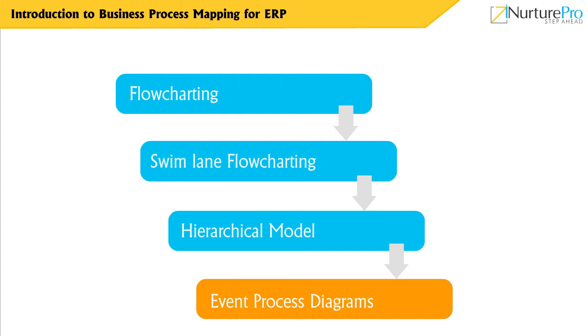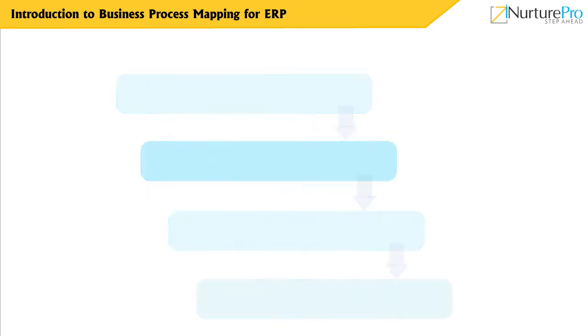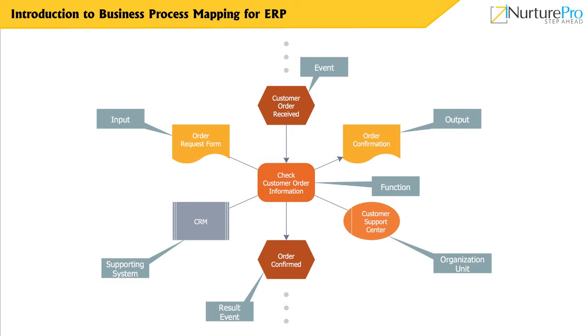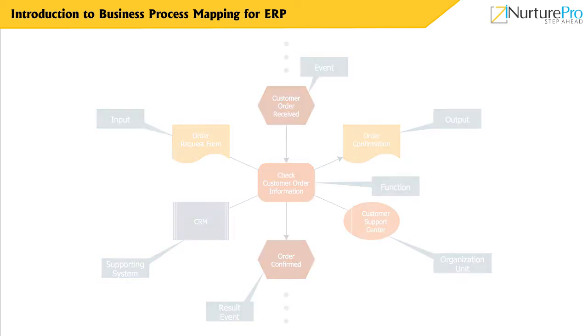Event process chain diagrams are used for resource planning and identifying any improvements of a business process. The starting and ending of each EPC diagram is designed with an event. Events are designed to meet the conditions of a process.